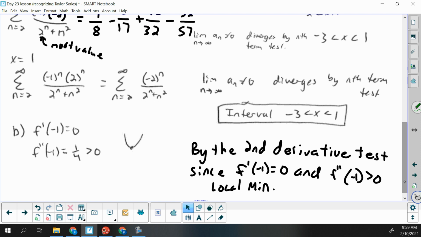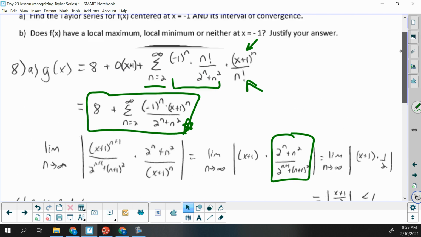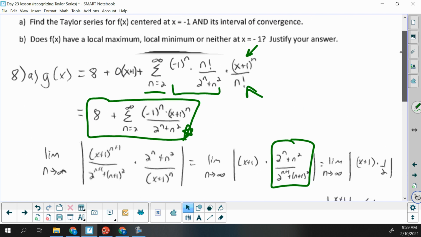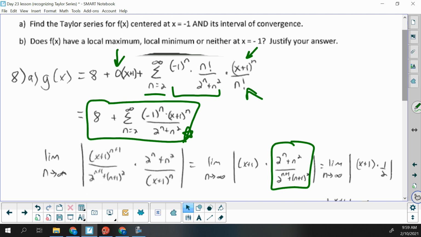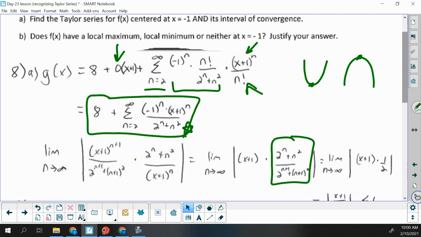Now, question B is a popular one on the AP exam. We want to know if -1 is a relative or local min or local max or neither, and we've got to tell why. Well, the fact that the first derivative was 0 tells us it's a critical number at -1. And then think of your concavity. If you're concave down and the derivative is 0, it would be a local min. Or sorry, local max over here. If you're concave up and a derivative of 0, then you're, yeah, I was right the first time, local min. If you're concave down, then it's a local max.